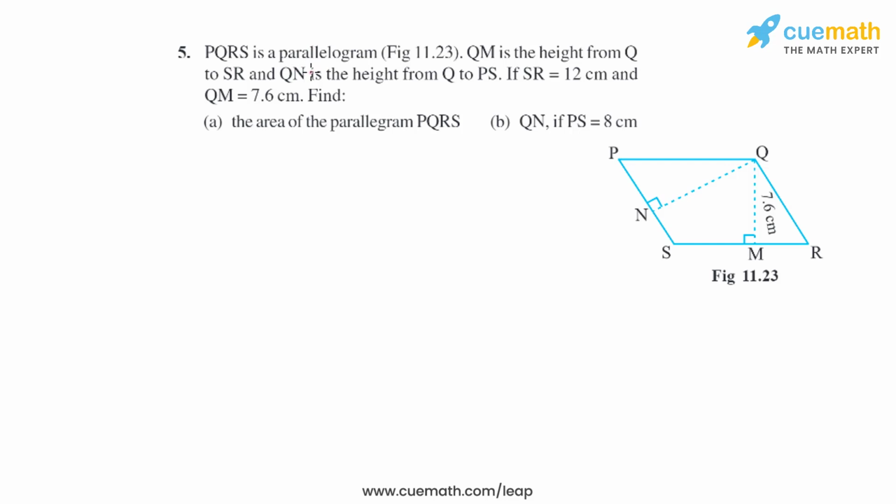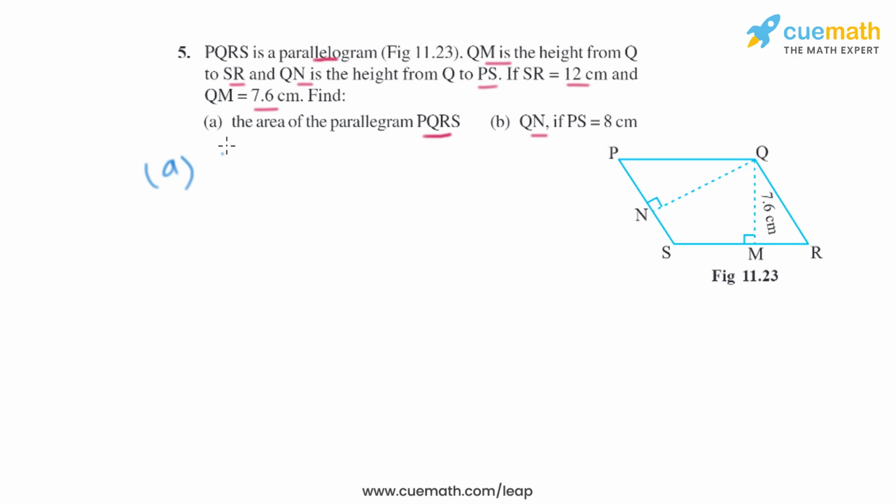Question 5 of this exercise says PQRS is a parallelogram and QM is the height from Q to SR and QN is the height from Q to PS. If SR is 12 cm and QM is 7.6 cm, we have to find two things. First, we have to find the area of parallelogram PQRS and we have to find QN if PS equals 8 cm. So let's start with the first part.